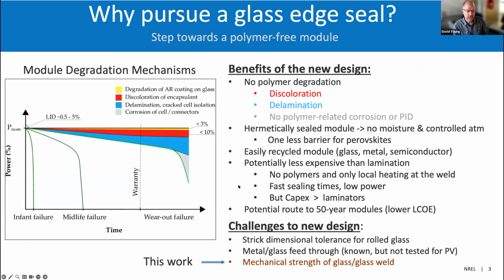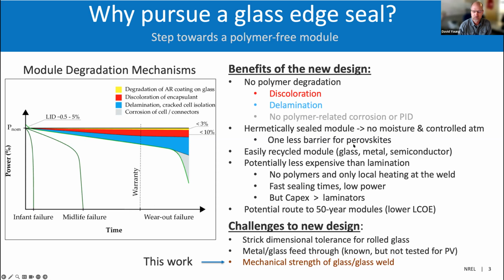Okay, so this is a familiar graph, and you can see that there are lots of benefits if we can redesign the module the way I showed it. The first one is there's no polymer degradation, so we would remove any sort of discoloration, the delamination due to laminates, no polymer-related corrosion or PID, potentially get a hermetically sealed module so we could keep out the moisture and/or control the atmosphere that our semiconductor is sitting in.